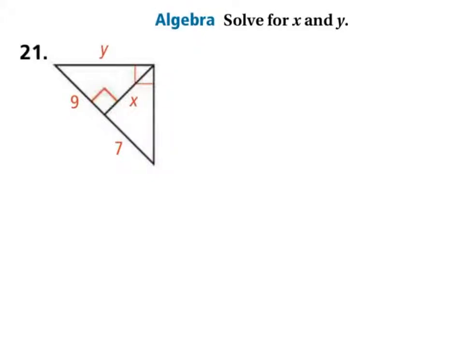So for this problem, we're going to use the geometric mean, which I defined in one of the last videos. And what I need to do, if I want to find this altitude right here, which is x, is take these two lengths here, 9 and 7, multiply them together and take their square root. So essentially, x squared equals 9 times 7, or x is equal to the square root of 9 times 7.